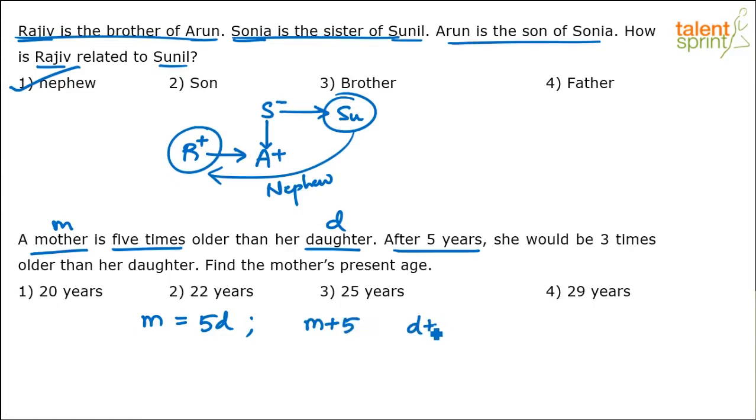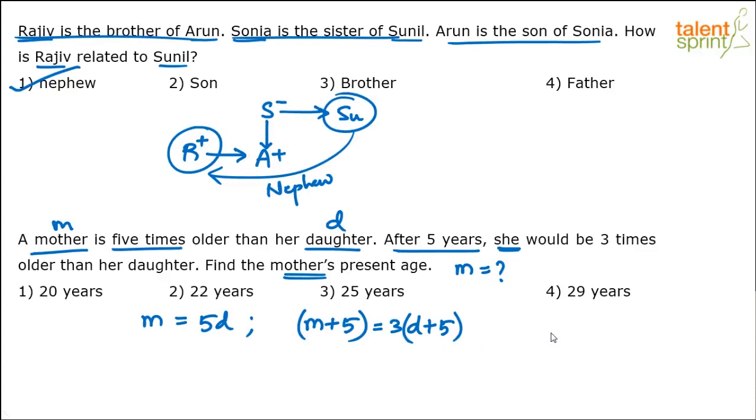What will be daughter's age after 5 years? D plus 5. So after 5 years, she here refers to the mother. Mother would be 3 times older than her daughter. So M plus 5 will be equal to 3 times of D plus 5. Two equations, two variables, solve and get the answer. He's asking us to find out mother's present age. So basically the question is M is equal to what? So M equals 5D is one equation. M plus 5 equals 3 times of D plus 5 is the other equation.